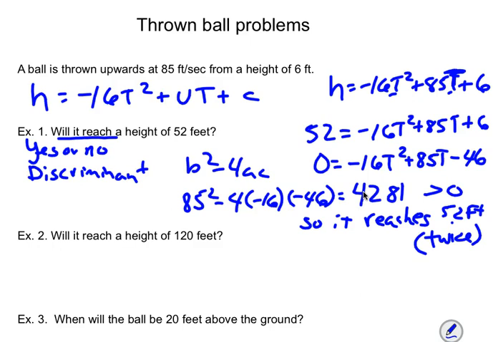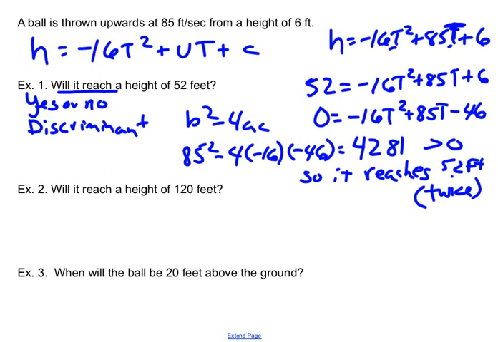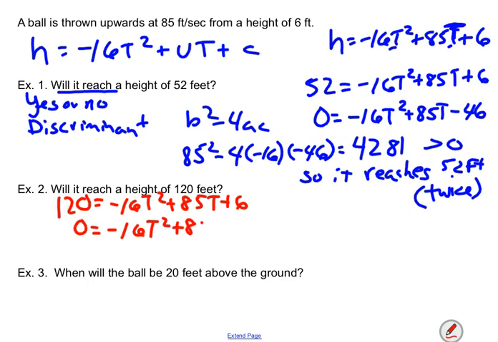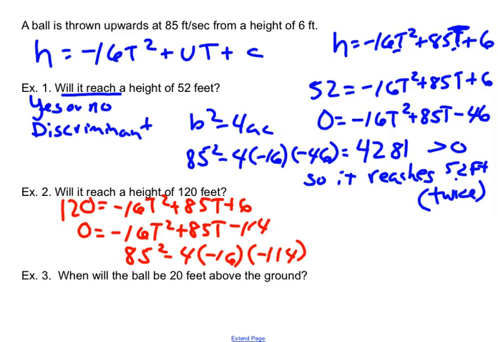Okay, so then I do one more here just to see, okay, well, let's go even higher. Let's go 120 feet and see what happens. So I start over from scratch. I plug in 120 instead of the 52. Make it equal 0. So 6 minus 120 is negative 114. Do the whole discriminant: 85 squared minus 4 times negative 16 times negative 114. Plug that in the calculator.